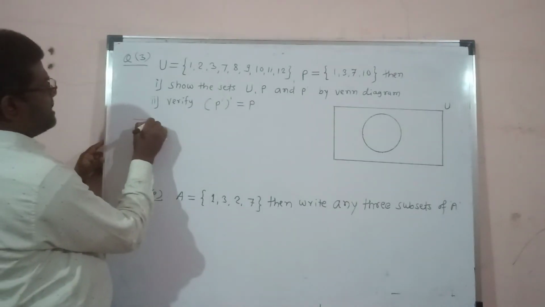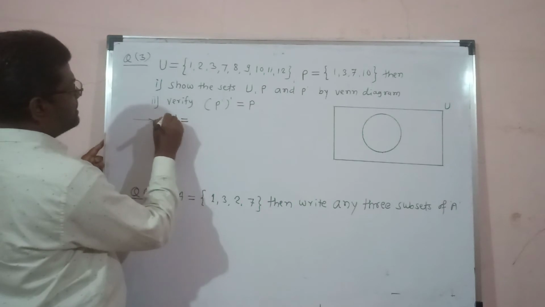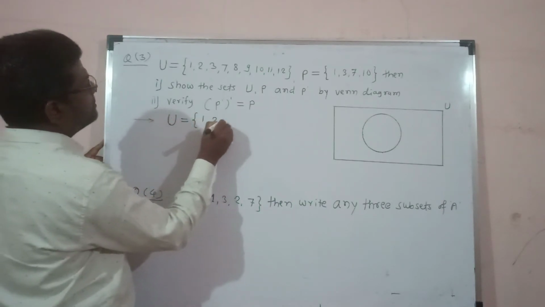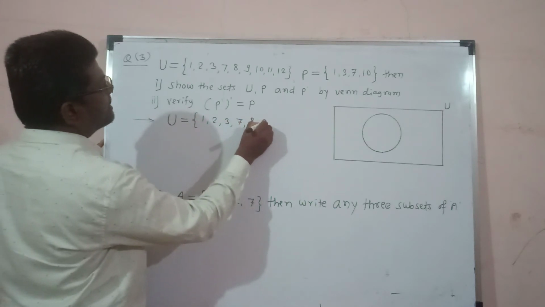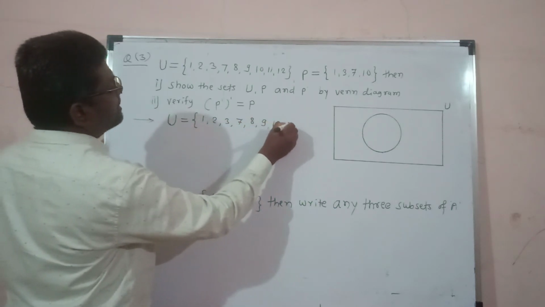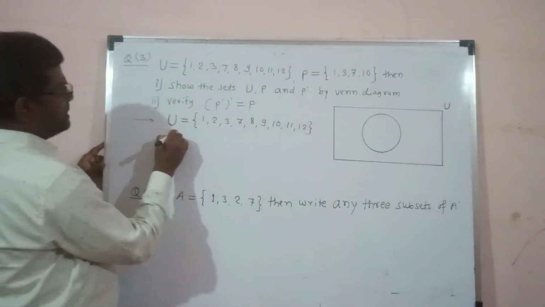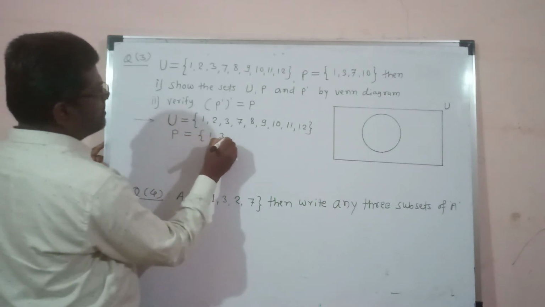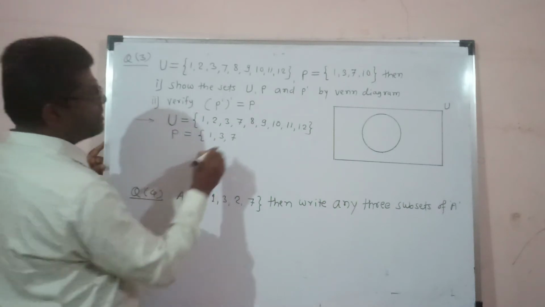Now let us write all the sets first. Set U is equal to, in curly brackets, 1, 2, 3, 7, 8, 9, 10, 11, 12. Set P is equal to, in curly brackets, 1, 3, 7, 10.